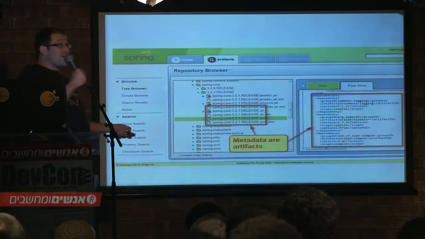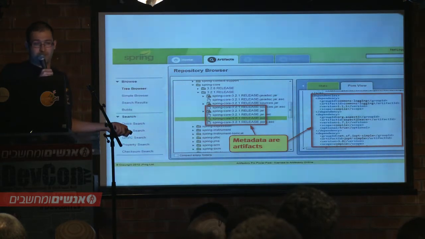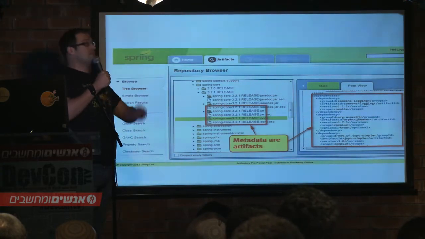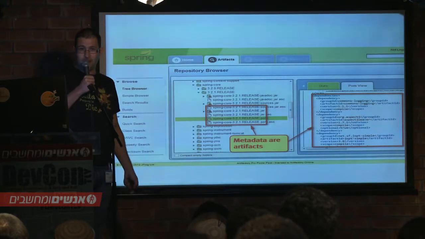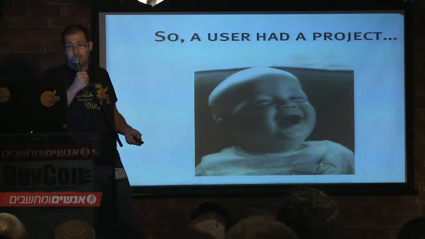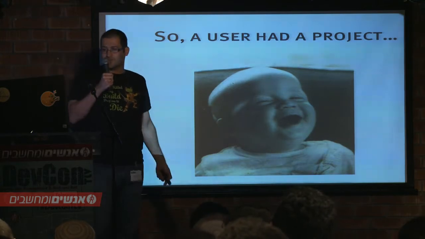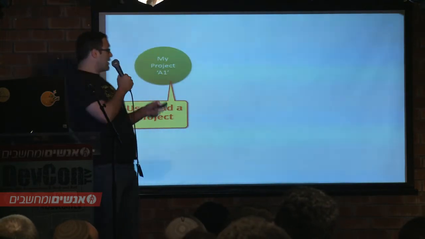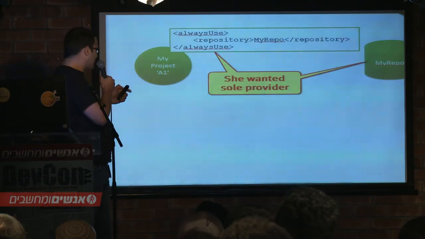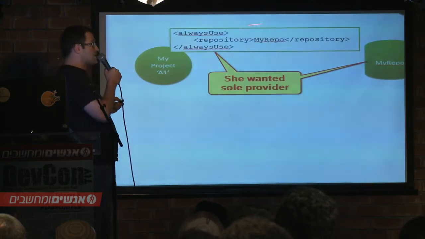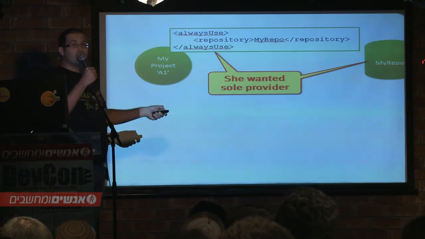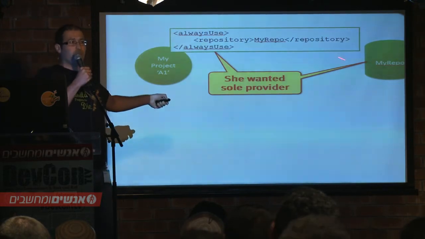Okay, so there are different things. There are tools which mix them together, namely Maven again. What happens when configuration and metadata are mixed? A user had a project, and it was a very nice one, my project A1. And the user defined a very strict policy in its configuration that said, I only use my own very trusted and good repository.